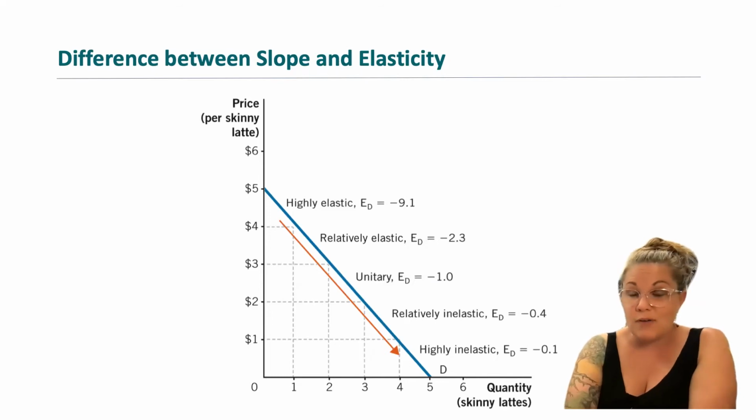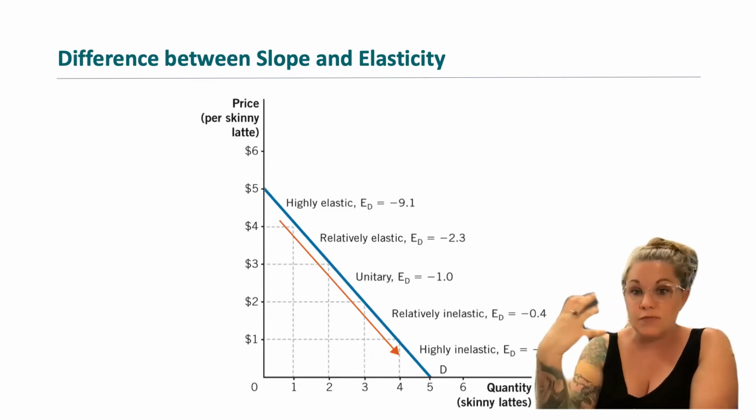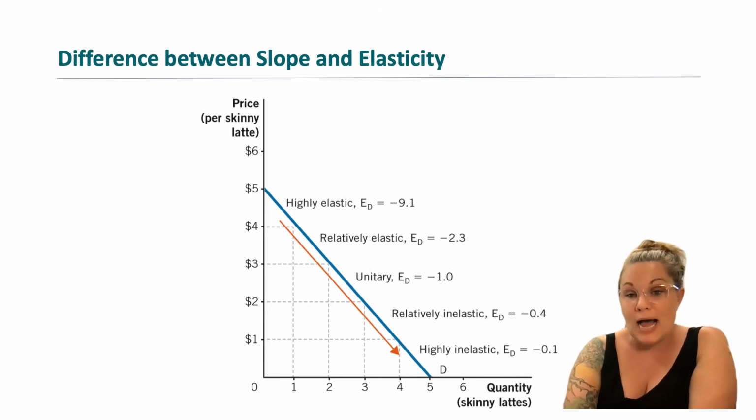And this is just kind of going back to that, like, how much of your budget is it? At higher prices, things are more elastic because they take up more of your budget. At lower prices, things are less elastic because they take up less of your budget.